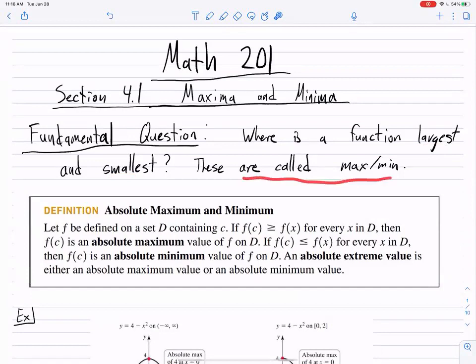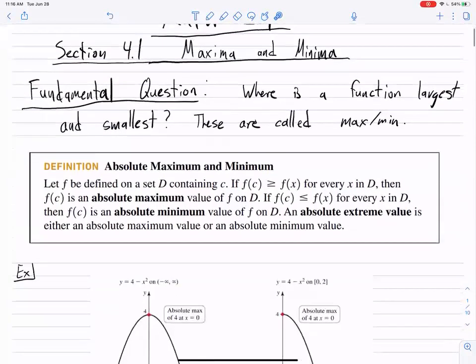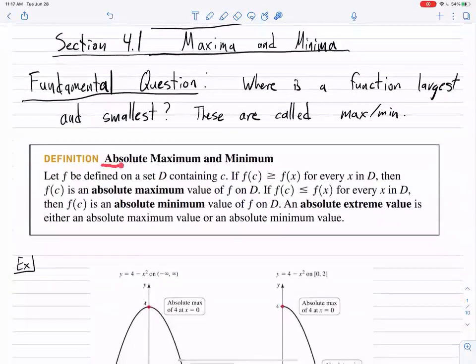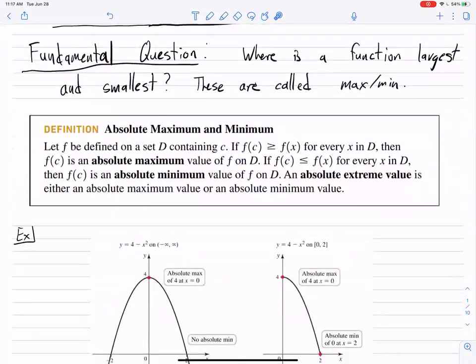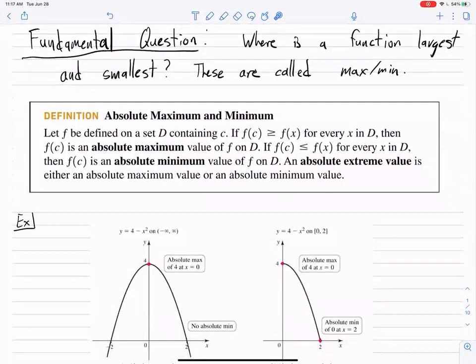And these things are called maxes and mins. And so a couple definitions. We're going to use the term absolute. Maybe some of you heard global, but we're going to use the term absolute max and min to mean the absolute largest or smallest a function is on a given interval. By definition, the absolute max is the largest value that a function gets on a domain or a set, and an absolute min is the smallest. And if we just want to be generic, we'll say absolute extreme value. So that means either absolute max or absolute min.